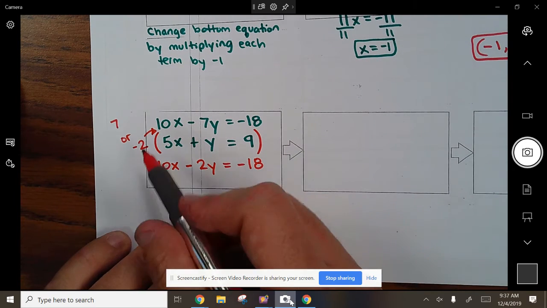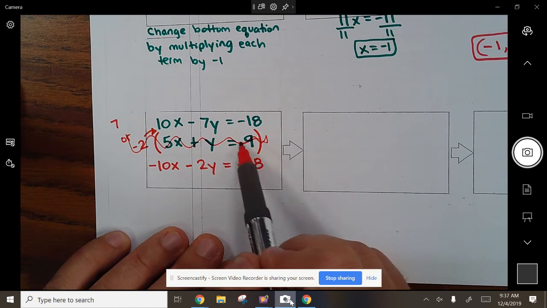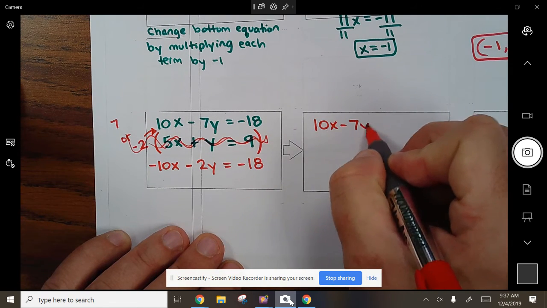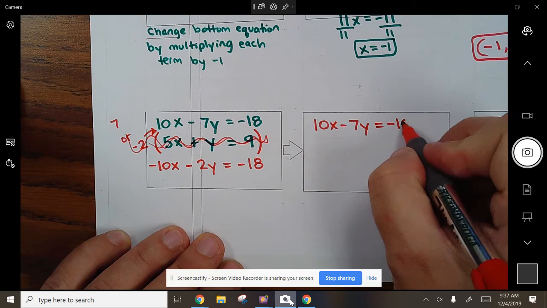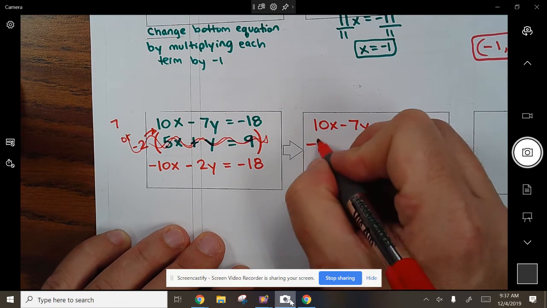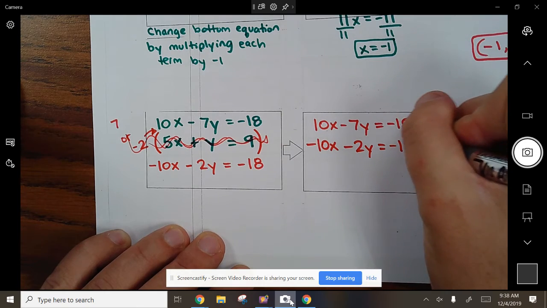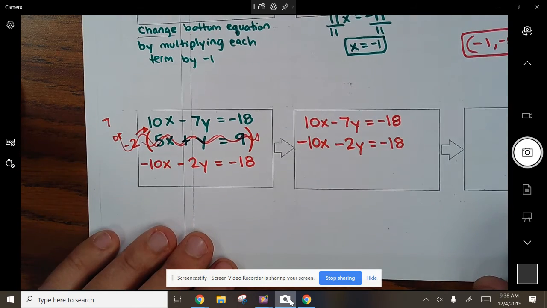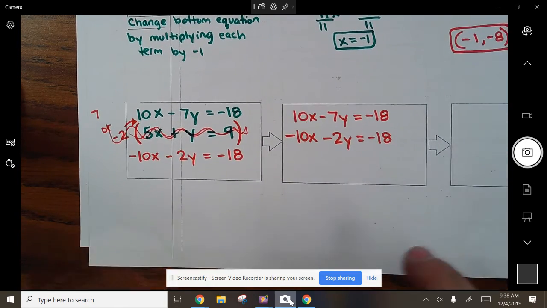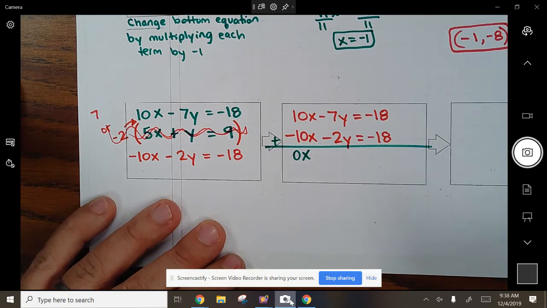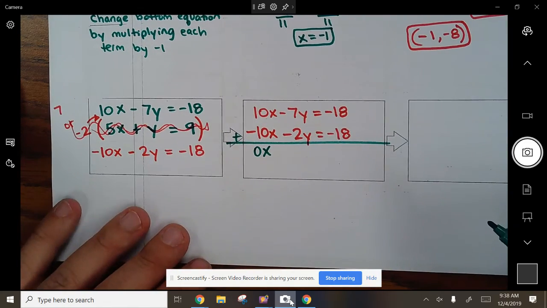And we're going to go ahead and cross this out because we've given it a makeover. And we're going to move over this equation. 10x minus 7y equals -18. -10x minus 2y equals -18. Okay? Now let's go ahead and solve this problem. You guys can handle this. Now that this is set up, you look down, you get 0x. Go ahead and solve this problem and get me an answer. You guys are great at this.